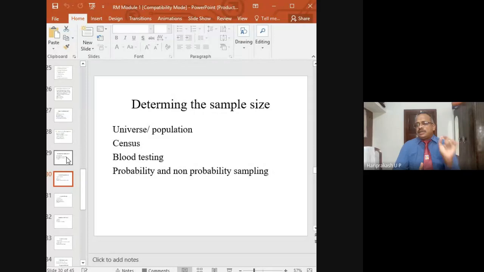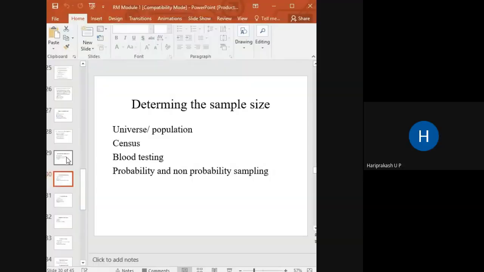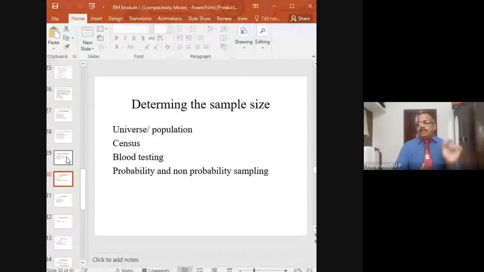So population refers to customers in a particular case. If you are doing a survey on customers, the total number of customers of a particular product. If you are studying, say, customer behavior of Maruti car users, then all the Maruti car users become the population, like that. So it is not necessary to collect from the whole population.